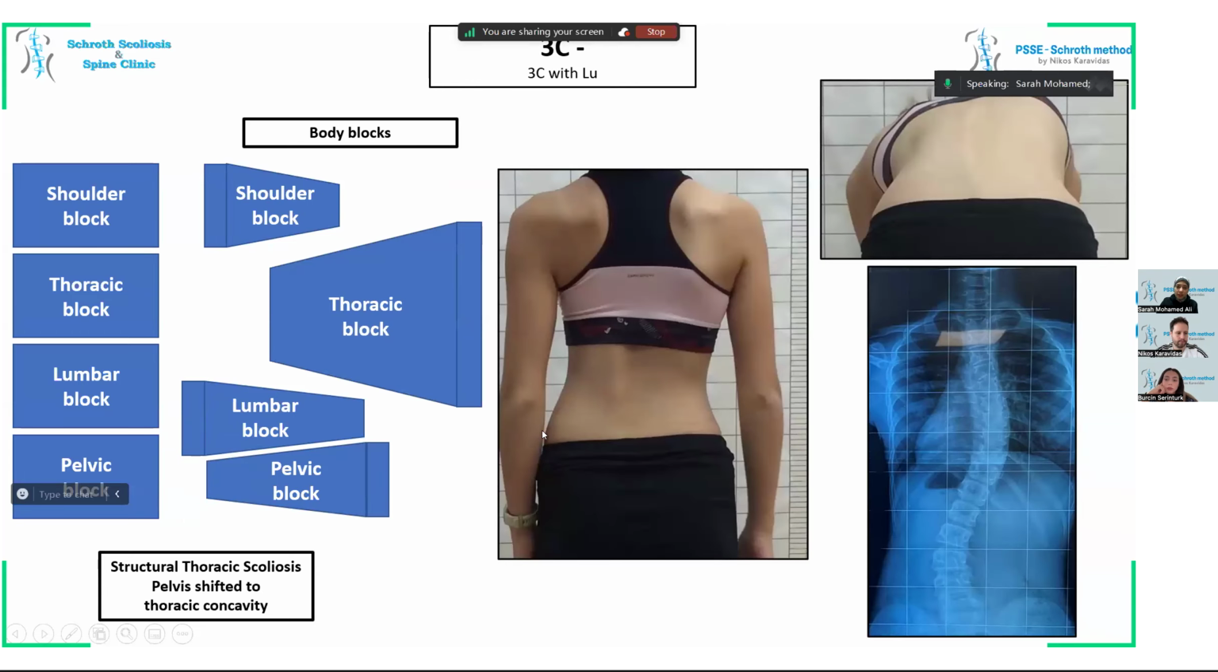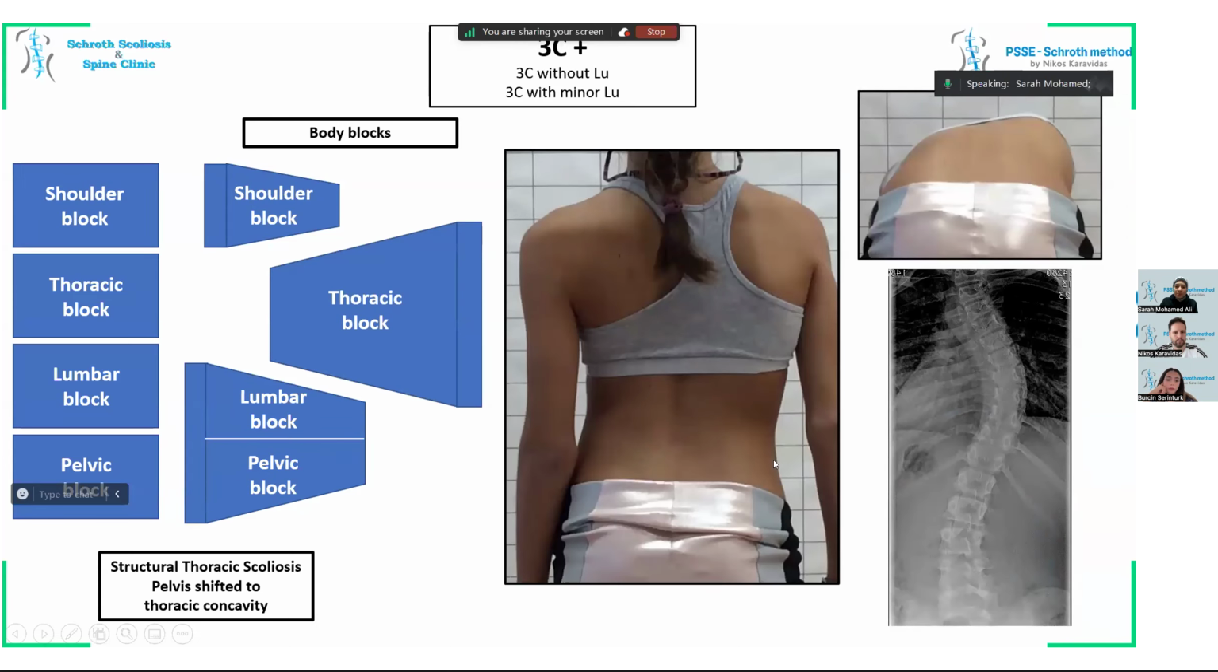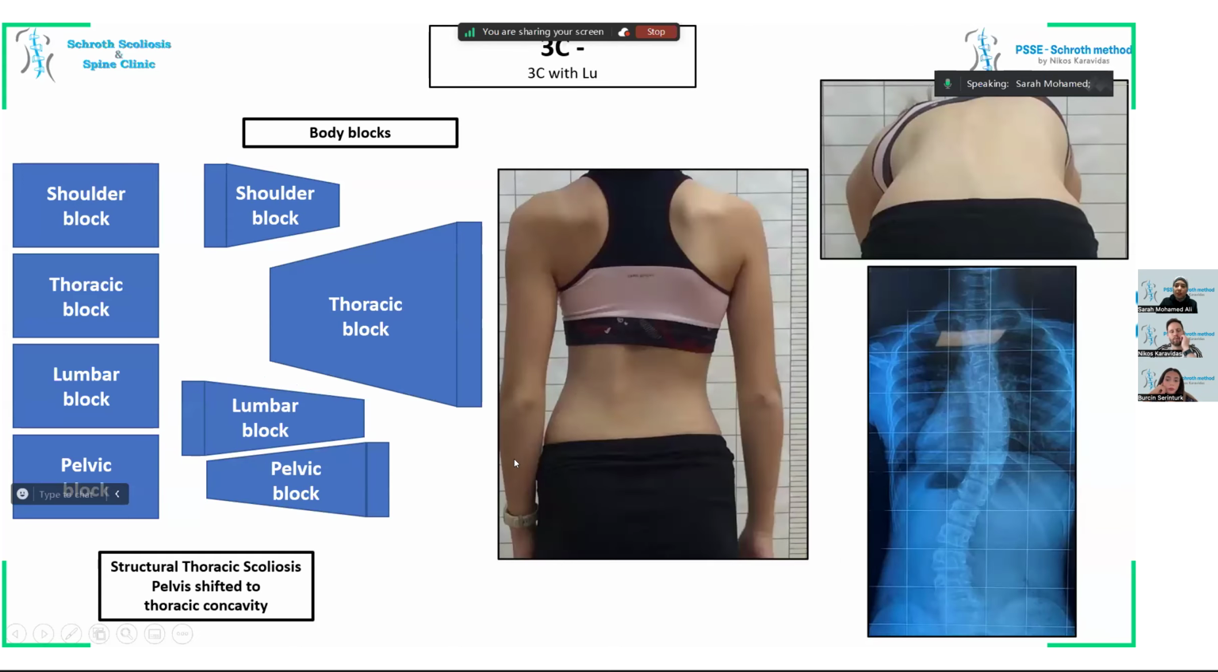This looks more symmetrical, although it's still shifted to the thoracic convexity, but the asymmetry is more in the 3C minus. Why? Because in this curve type, when I do the forward bending test, now I have a minor or measurable angle of trunk rotation on the lumbar curve. It means that there is a little more rotation of the lumbar vertebra compared to the 3C plus. So the answer to the questions: I have a structural thoracic curve, and this is the hump, and I have a minor hump on the lumbar side.